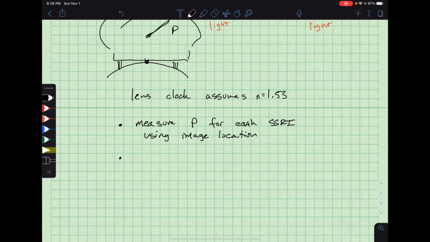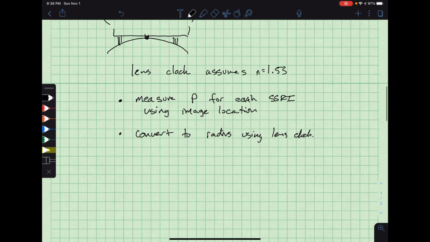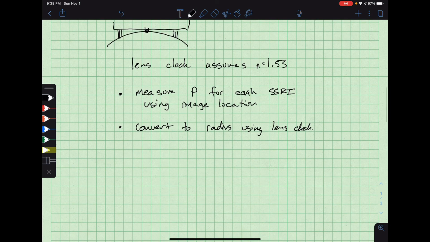And then we're going to convert to radius using the lens clock. So normally you would do all of those steps in lab. We'll skip some of those this week just to save a little bit of time, and we'll give you those measurements.